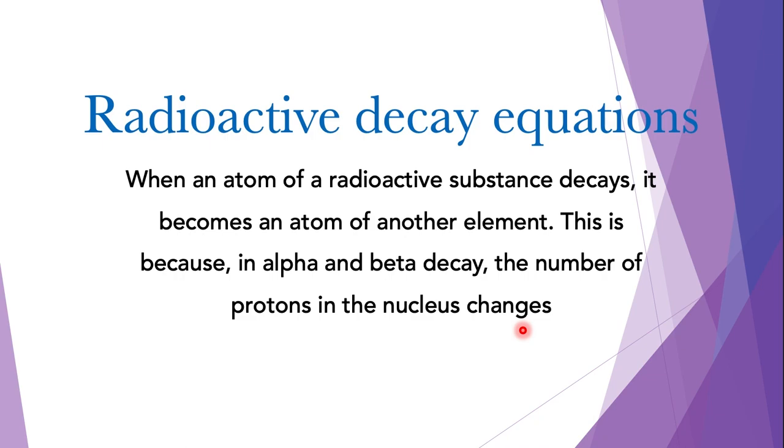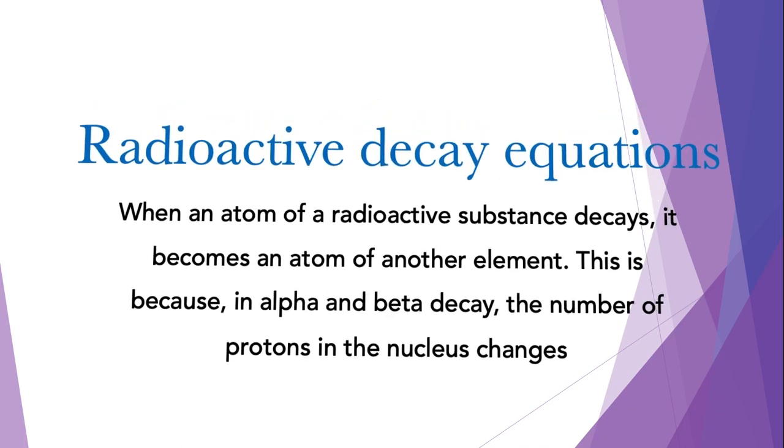So an atom's identity is known by the number of protons in its atom. So if the number of protons in an atom is 2, then it's going to be a helium atom, and if it is 3, then it is going to be a lithium atom. So when in alpha and beta decay the number of protons in the nucleus changes, then the atom becomes an atom of another element. But we say that it becomes stable then. After emitting radiation, it becomes a stable nucleus of another element.